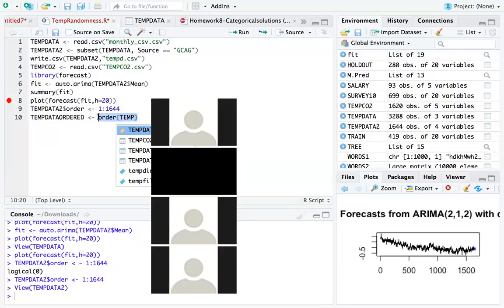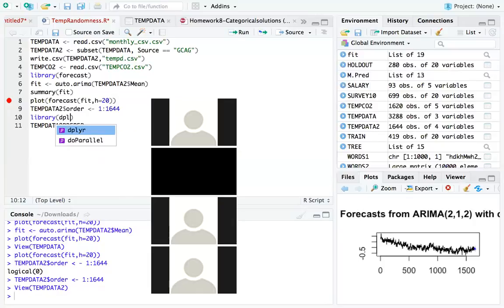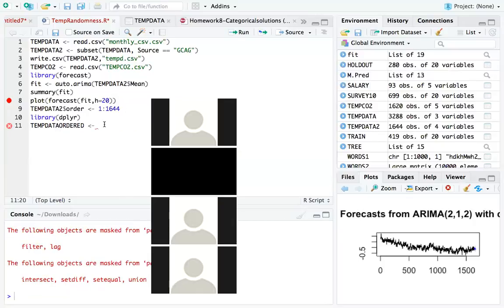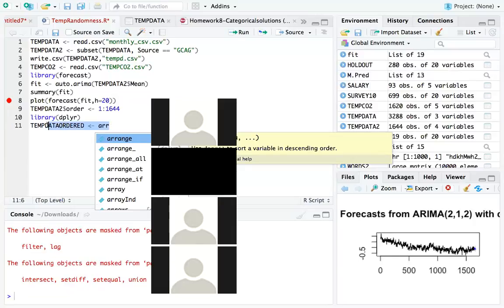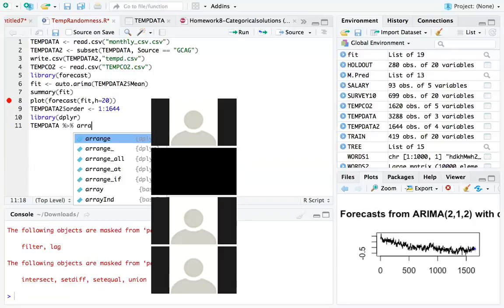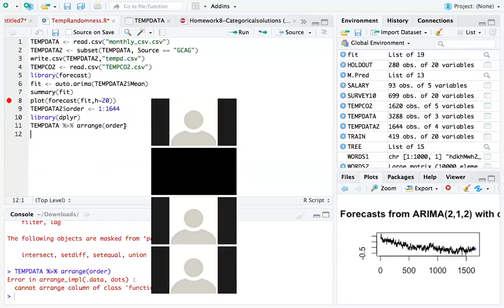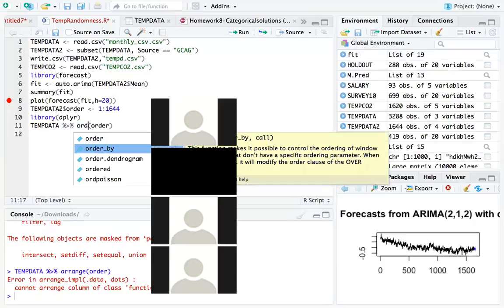This should be easier with dplyr. Let me try that. I don't have dplyr on. Okay. And then let's do arrange on temp data, and let's pipe it into arrange, and arrange it by order, did I call it order? It doesn't like that, of course. Is it order? There's order by, no.